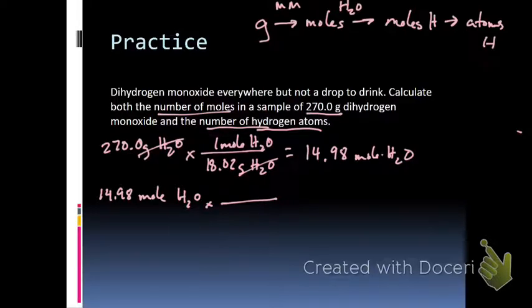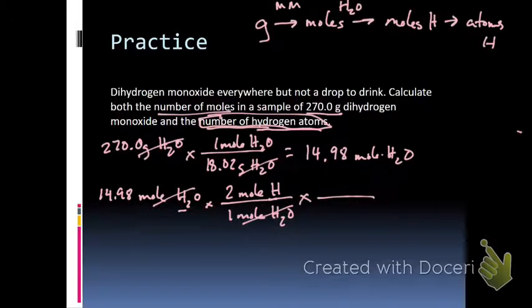So for every 1 mole of H2O, how many moles of hydrogen do I have? There's 2, right? So in water, for every 1 mole, there's 2 hydrogen. This is not diatomic, it's within water. So now I know the number of moles of hydrogen. But I don't need moles of hydrogen. I need the number of the actual atoms. Well, we can use Avogadro's number. For every 1 mole of hydrogen, there's 6.022 times 10 to the 23rd atoms of hydrogen.